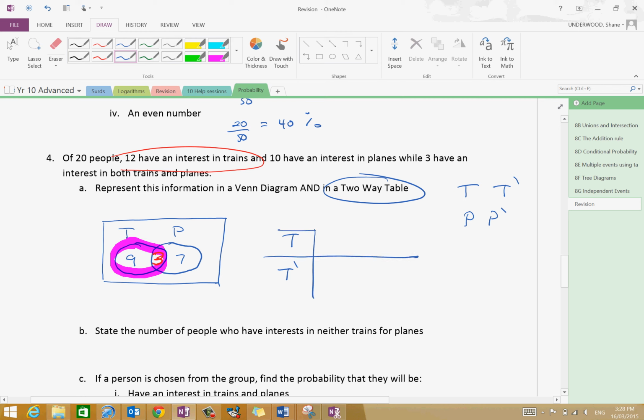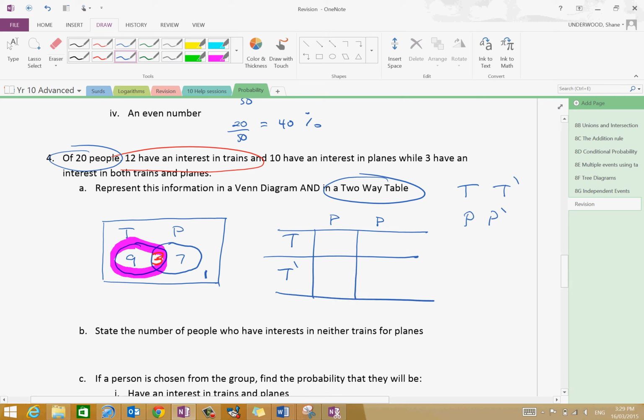Wait, sir. Don't you need to add the 1 in the Venn diagram to add to 19? That all adds to what? It adds to 19, so don't you need to put 1 on the outside? It adds to 20, doesn't it? Yeah. So you're right. There's one person that doesn't like trains or planes. Okay? Thank you. That's really good.